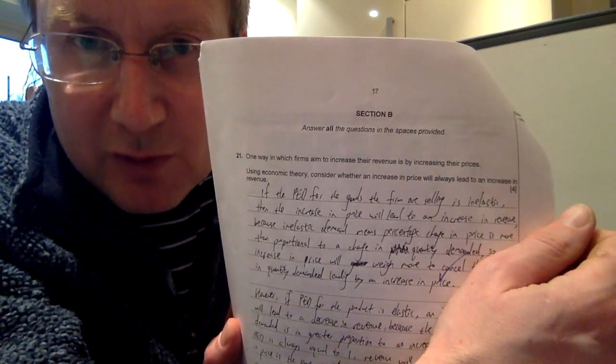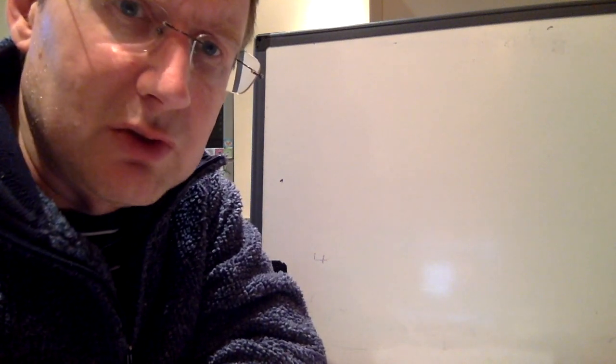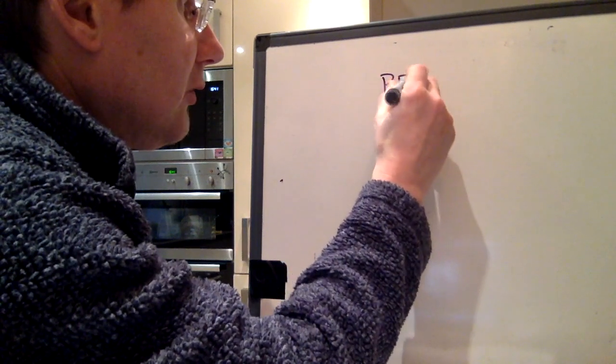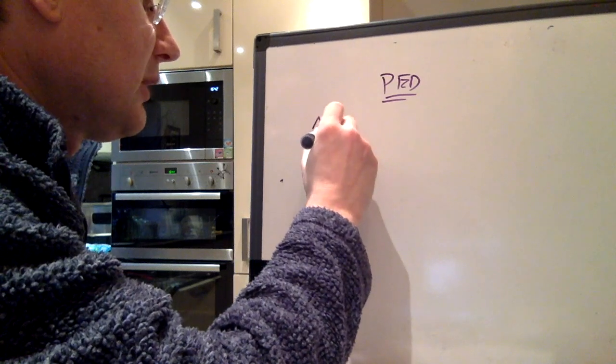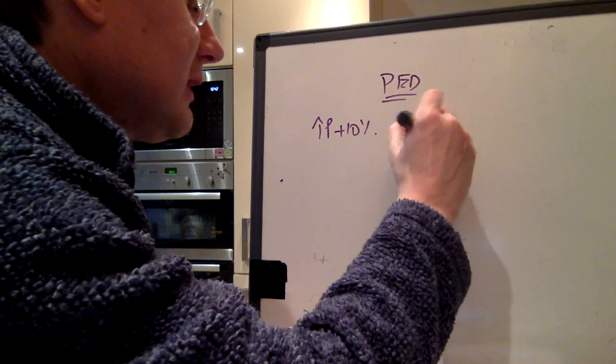Anyway, okay, fine. So question 21 should have been quite straightforward. It simply says, one of the ways in which a firm aims to increase its revenue is by increasing its price. Using economic theory, consider whether an increase in price will always lead to an increase in revenue. And really, if you'd revised your year 12 stuff, you'd be straight in there. It's just price elasticity of demand. It's dead simple. All we're saying is suppose that the firm increases price by 10%, and suppose that demand is price inelastic.